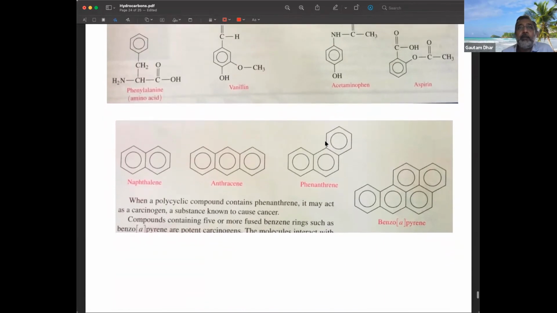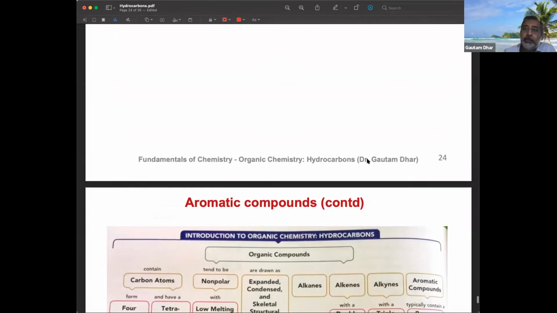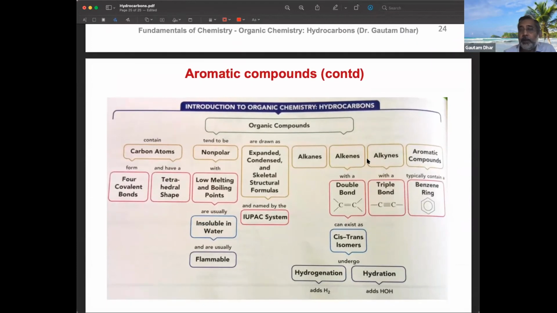Now you'll also come across these kinds of fused rings. These are called fused rings. Naphthalene is two benzene rings fused together. Anthracene is three. Now these three can be joined in two different ways. If it's linearly joined, you say anthracene. If it is bent like this, we say phenanthrene. And then there are huge molecules like pyrene, benzopyrenes, or the porphyrin ring that you see in chlorophyll or hemoglobin. So you'll come across these molecules quite often in biochemistry and microbiology.